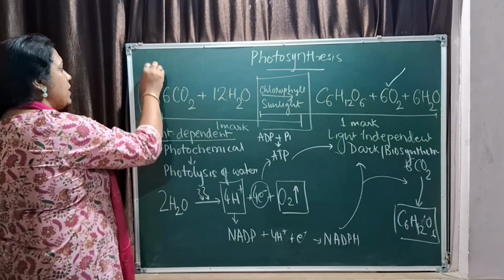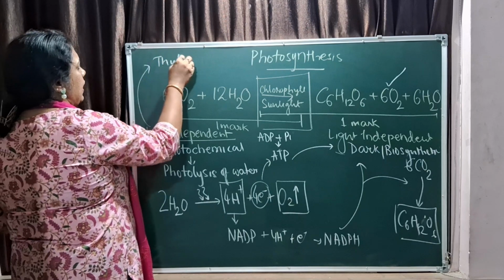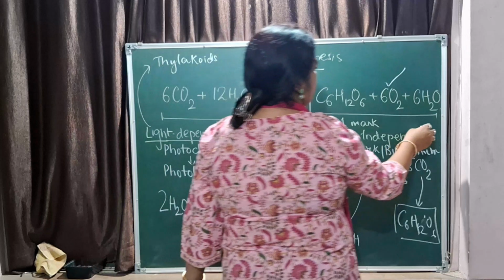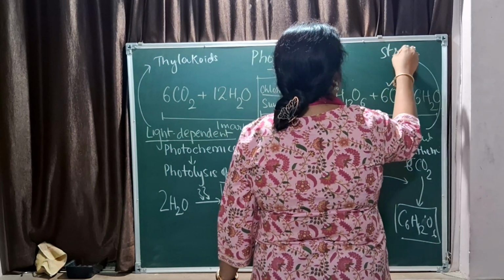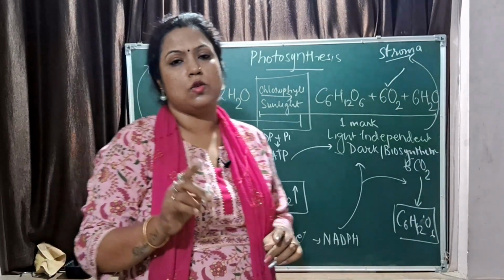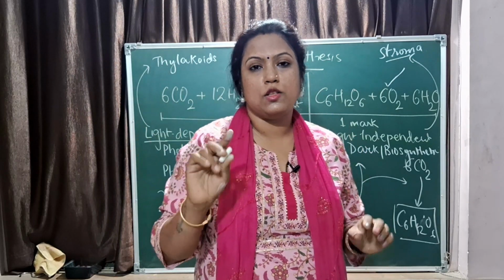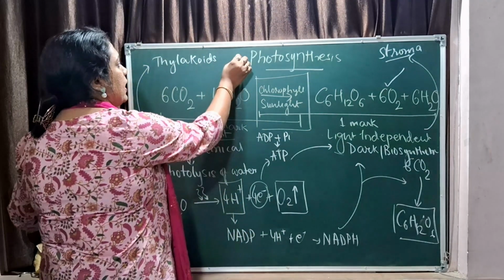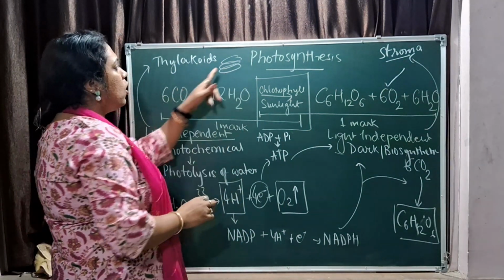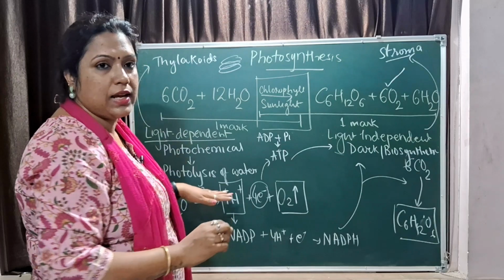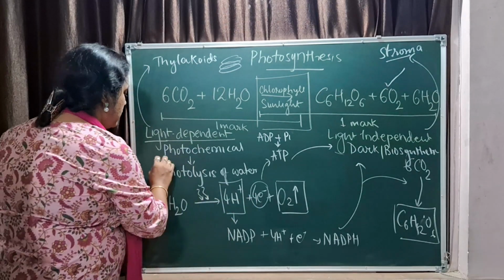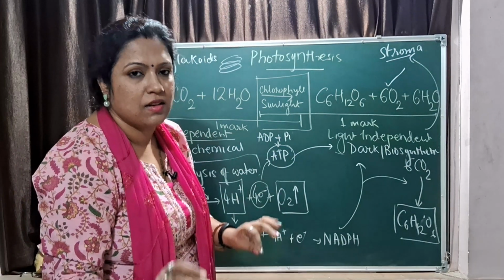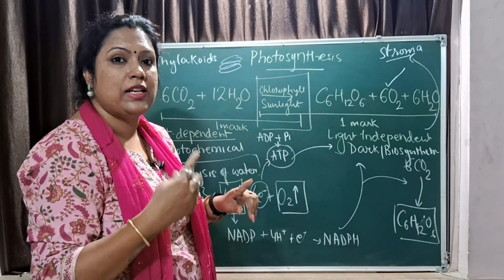The site where light reaction happens is the thylakoids. I hope you remember thylakoids, and dark reaction happens in the stroma. Stroma with the R, stoma is for the stomata, right? The stroma with the R is the site where dark reaction takes place. Thylakoids are the stack-like structures present in the chloroplast. On the membrane, the light reaction takes place. Light reaction has photolysis of water and ATP formation, which is called photophosphorylation. Photo, light, phosphorylation, ATP synthesis.